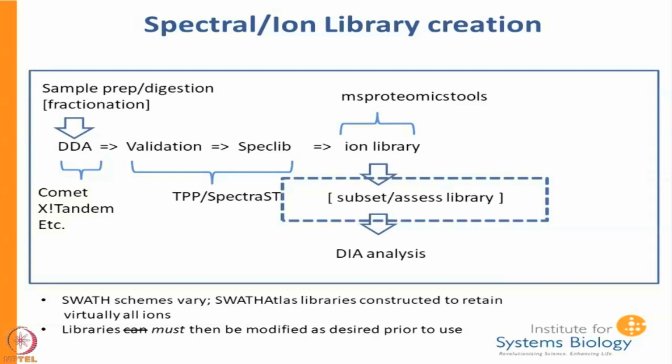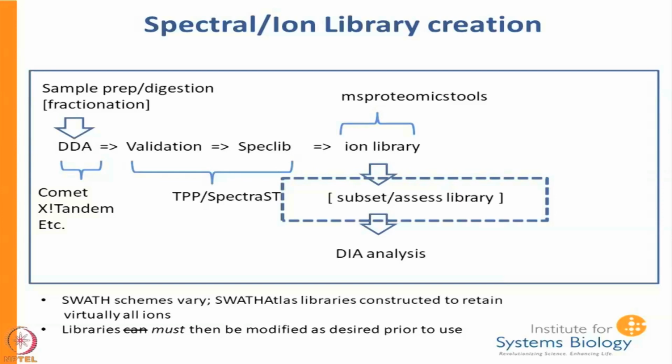So this is the workflow of creation of libraries and then SWATH analysis. The simple sample prep and digestion is what was talked about at length yesterday. You have to get the samples, figure out how much protein is there, and know what kind of contaminants you have. You may do fractionation. It's easy to put it on a flow chart, but there's an awful lot of work that goes into this. Then at some point, somebody does DDA and uses a search engine, and you come up with a validated set of identified spectra. Those spectra are then combined into a spectral library, a consensus spectral library.